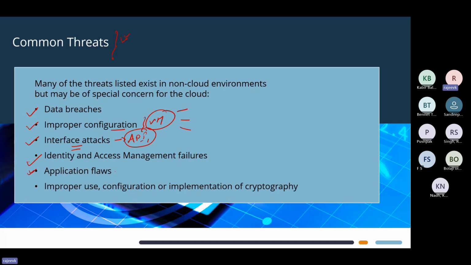Application flaw. If there are any flaws in the application, like a SQL injection vulnerability or a cross-site scripting vulnerability, your application may get compromised. Also, improper use, configuration or implementation of cryptography. Remember, cryptography is used to provide you privacy, but if it is not configured properly, you cannot expect the same. So these are some of the common threats. With the help of controls and frameworks, we are trying to tackle these issues. By implementing them, we can improve the security of the organization.